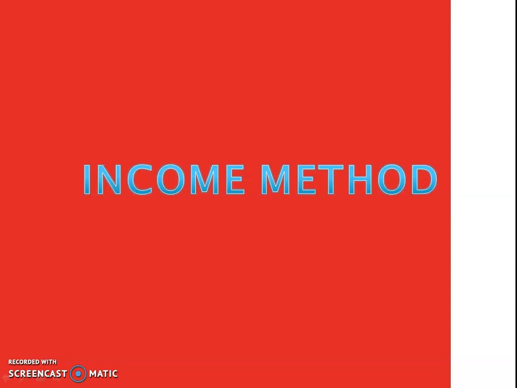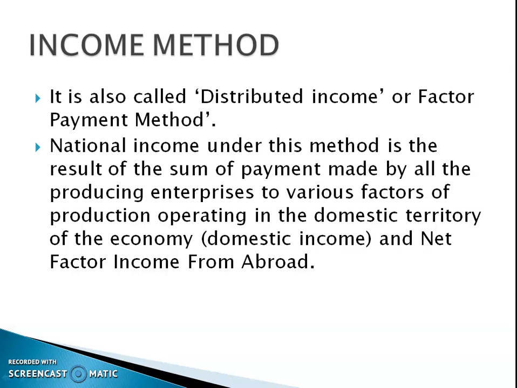Income method for measuring national income. The income method is also called the distributed income method or factor payment method. National income under this method is the sum of payments made by all the producing enterprises to various factors of production operating in the domestic territory of a country, that is domestic income, and net factor income from abroad, NFIA.